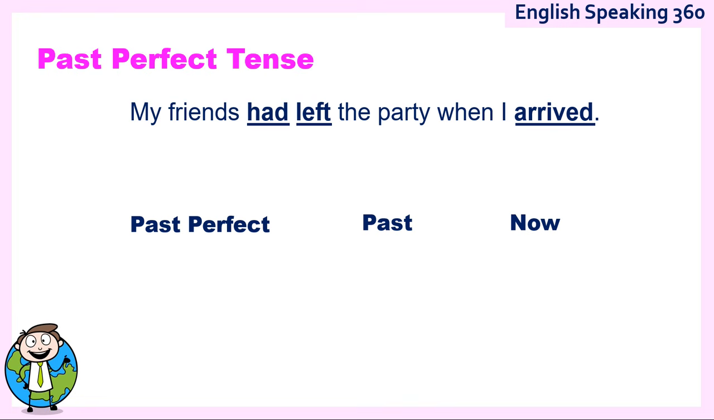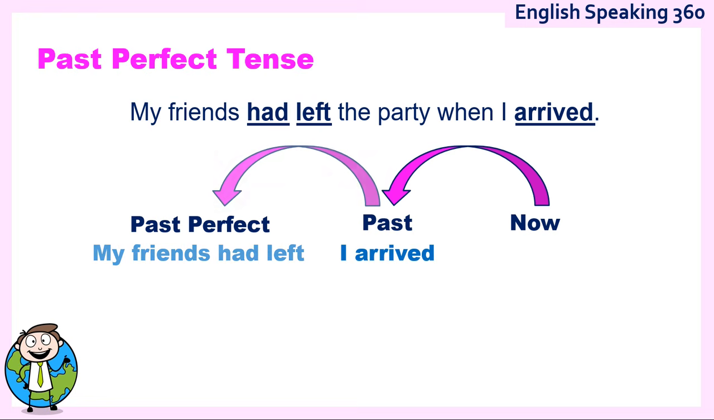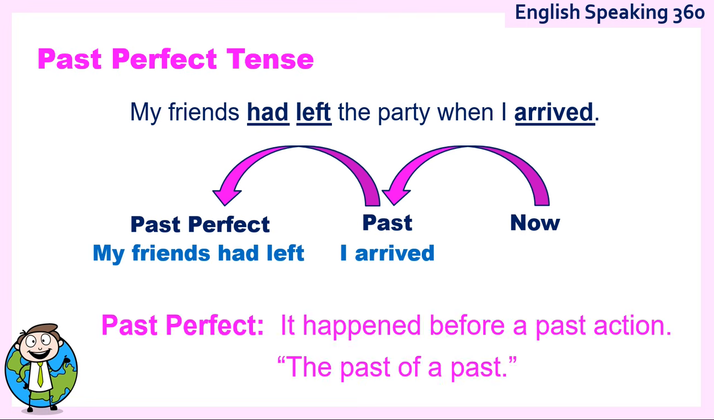My friends had left the party when I arrived. So, I arrived is in the past, but my friends had left is in the past perfect tense. It means it happened before a past action. The past perfect is basically the past of a past. This is what you have to know.